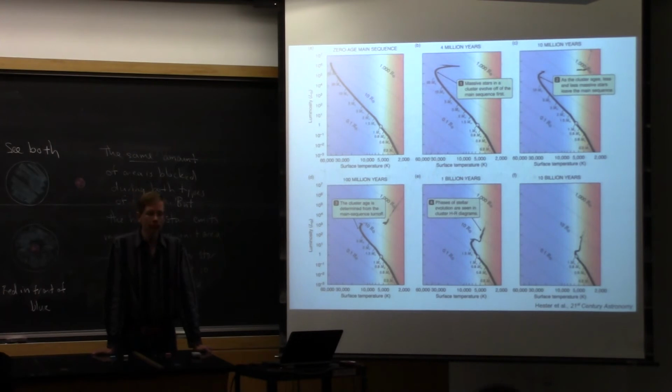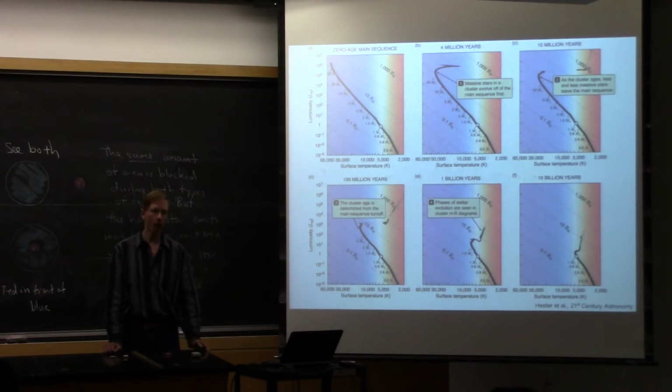So if I've got two clusters, and one of them does not have O or B type stars on the main sequence, so one cluster has no O and B type stars. Another one not only doesn't have O and B type stars, it also doesn't have A type stars as well. Which of those two clusters is older?